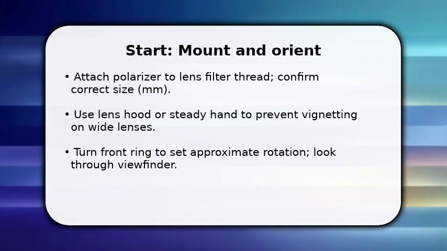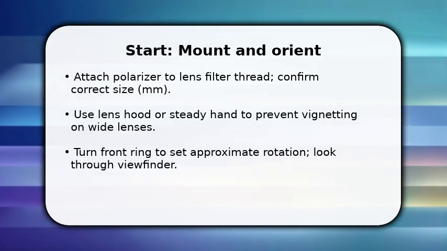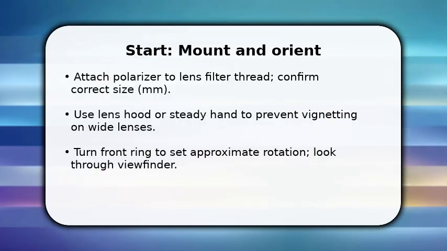You begin by mounting the polarizer securely to the lens and confirming the filter size. Once attached, compose your shot and set exposure manually or use aperture priority. This stabilizes readings. While looking through the viewfinder or live view, rotate the polarizer slowly to observe reflections and sky contrast change. Make small adjustments until unwanted glare reduces and color saturation increases.